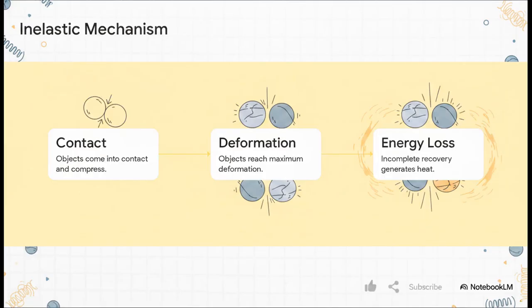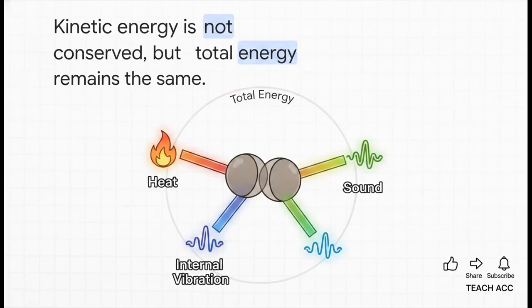So what's the physical mechanism this time? Just like before, we have contact and maximum deformation. But in an inelastic collision, the colliding bodies just do not have a strong enough tendency to completely regain their original shapes. They might partially recover, sure, or they might just remain permanently dented or deformed. So the absolutely crucial point to take away is this. Kinetic energy is not conserved here. The total kinetic energy after the collision is literally less than it was before.